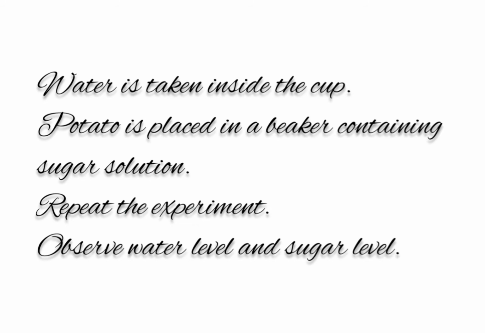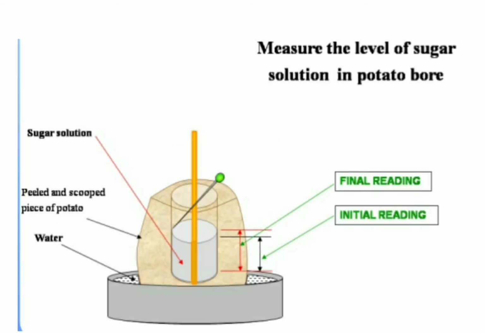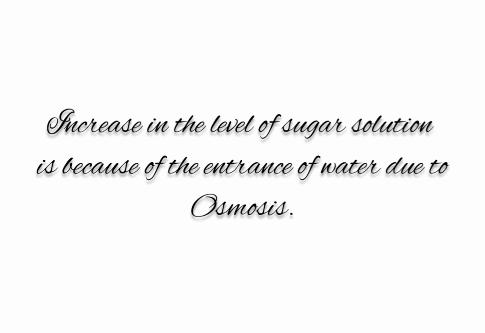The same experiment is repeated, and after 1 hour we will observe the levels inside the cup and outside the cup of the potato. We will observe that in the first cup, which had sugar solution inside, the level of the sugar solution will rise inside the cup, whereas on the outside, we will see the water level decreasing. An increase in the level of glucose solution is observed because of the entrance of water due to osmosis from the beaker. Now let us understand filtration.